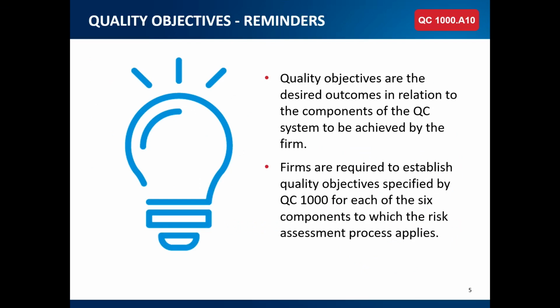Before we dive into the quality objectives for this component, I would like to remind everyone that the quality objectives we discuss today are required to be established by the firm. QC 1000 specifies required quality objectives for each of the 6 components to which the risk assessment process applies. Quality objectives are a defined term in Appendix A of QC 1000. They are defined as the desired outcomes in relation to the components of the QC system to be achieved by the firm.